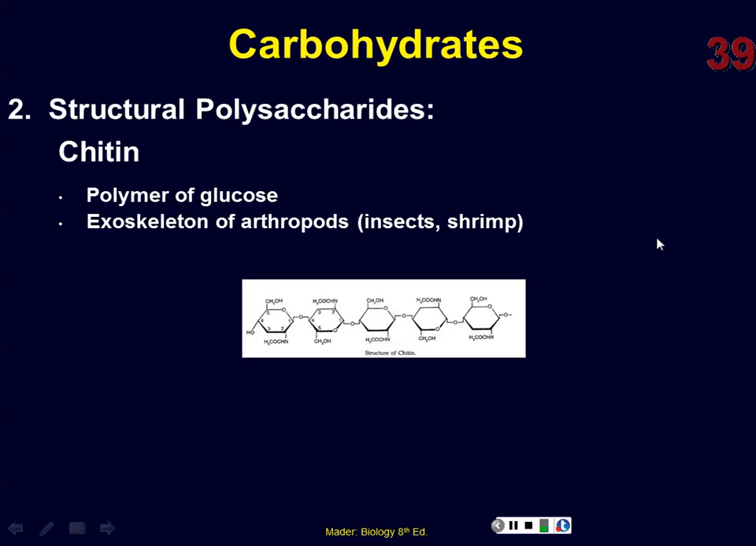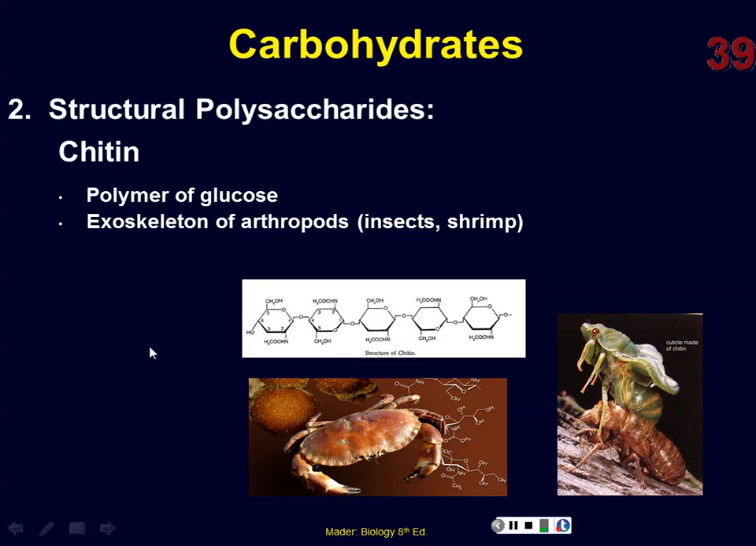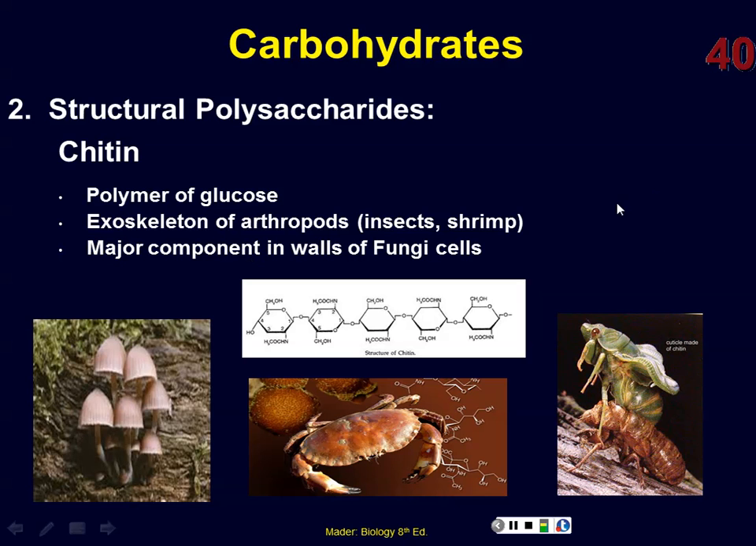This is very hard to digest. It can't be broken down. This is why you don't eat the peeling on your shrimp. You couldn't digest it if you could. Also, fungal cells have a cell wall, just like plant cells have a cell wall. But fungal cell walls are made out of chitin instead of cellulose. Okay? Cellulose makes up plant cell walls. Chitin makes up fungal cell walls.